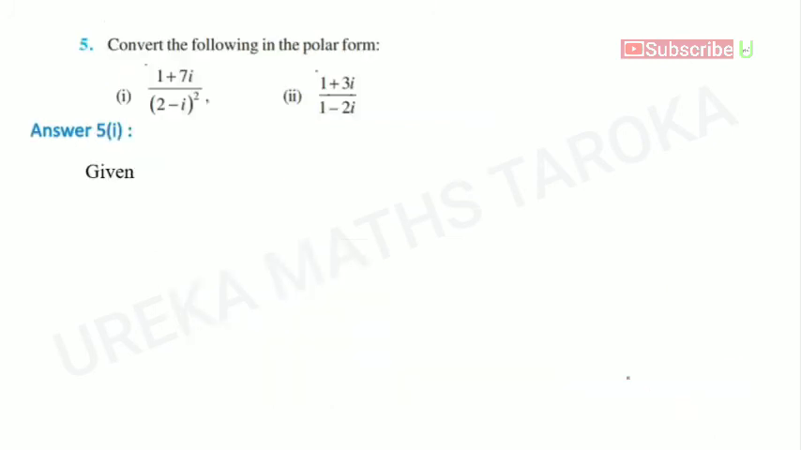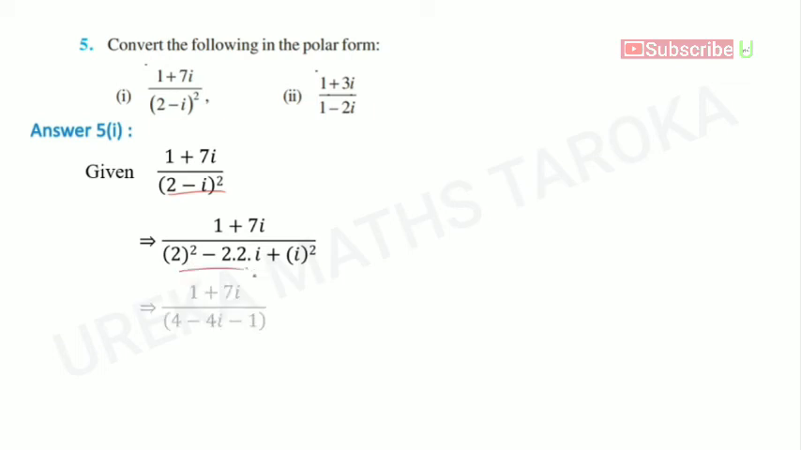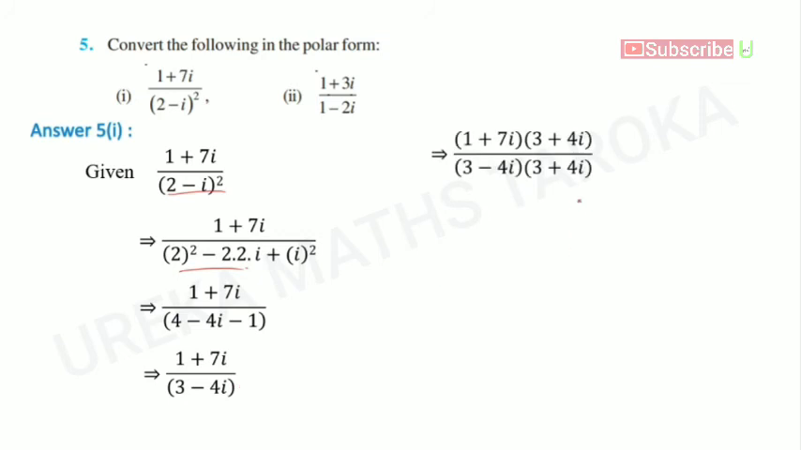Now question number 5, convert the following in the polar form. Let us see one of them, this one. Expanding the denominator in the form of a minus b whole square, we are having this. Then simplifying all these things, we are having 1 plus 7i by 3 minus 4i. Then multiplying both numerator and denominator by 3 plus 4i.